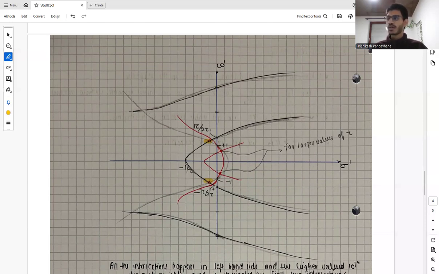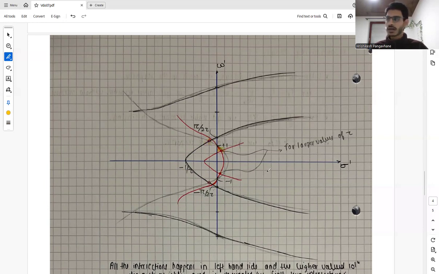But when the value of tau becomes too large, what happens is, as we discussed earlier, this curve shifts inside and this curve also shifts inside. So basically this curve shifted over here and this curve shifted over here. When these two shift toward the origin, the intersection points shift to the positive half plane.